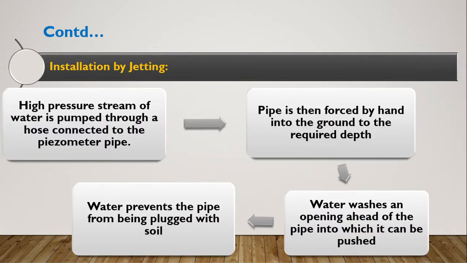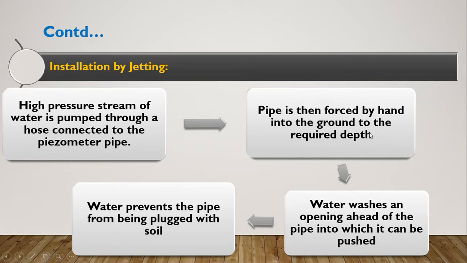Now if you are using the jetting method for the installation of piezometers, we will use this procedure. A high pressure stream of water is pumped through a hose connected to the piezometer pipe. A piezometer pipe is there, a hose is placed inside the pipe, and we will pump a high pressure stream of water through this pipe. The pipe is then forced by hand into the ground to the required depth.